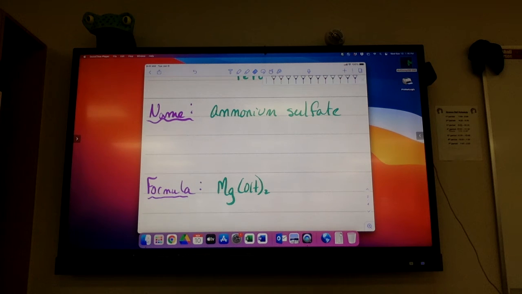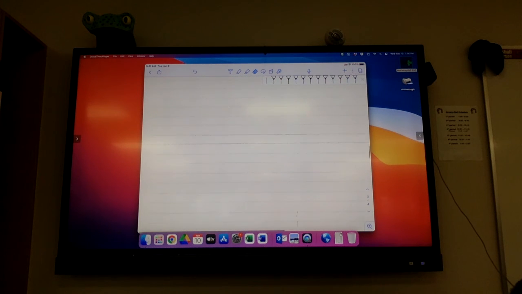Like the thing that we did yesterday, how do we know if it's ide or ate? All binaries are "ides." It's only the ternaries that are going to have "ites" and "ates." Why? What are you talking about changing it? Let me show you. I understand the "ide" and "ate" thing, but why?